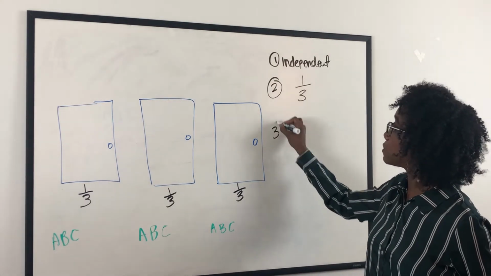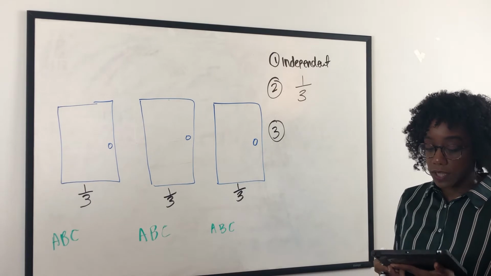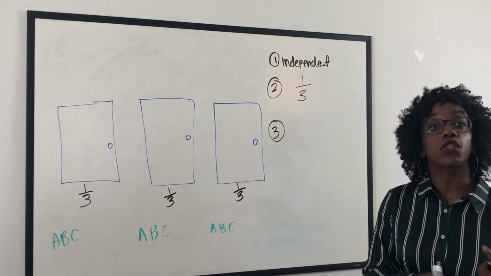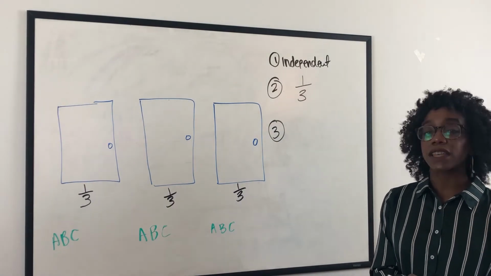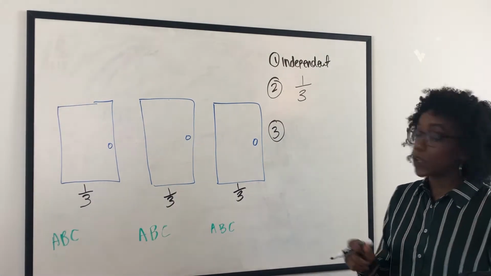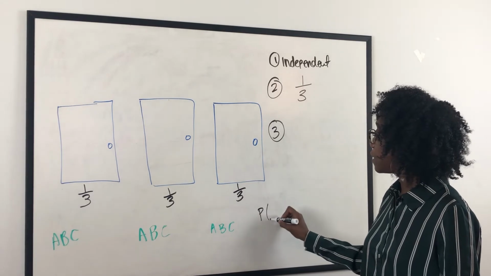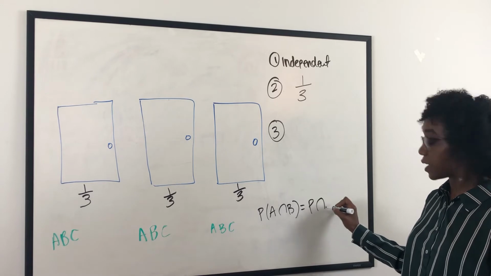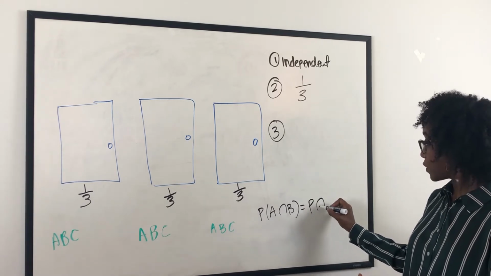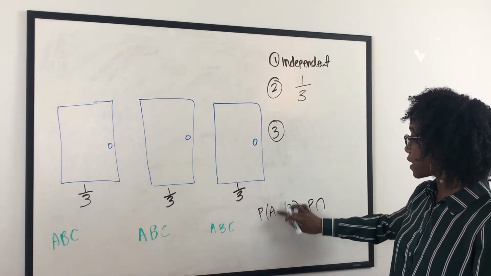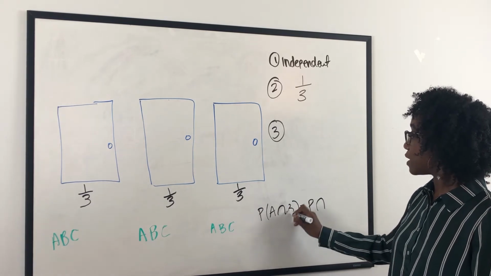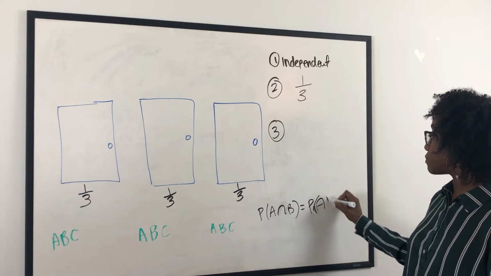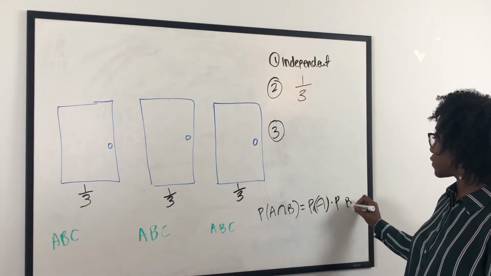So now let's move on to question 3. Now there are 3 doors, right? What is the probability that a person guesses all 3 doors correctly? So if we take a look at the mini lesson up above, we know that the probability of A and B is equal to the probability of A times the probability of B.